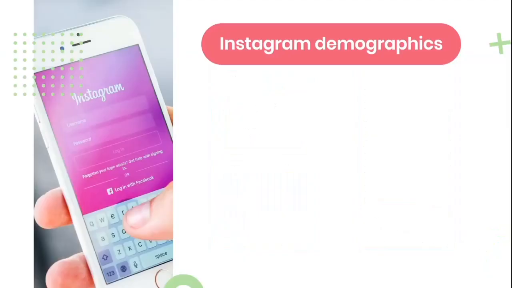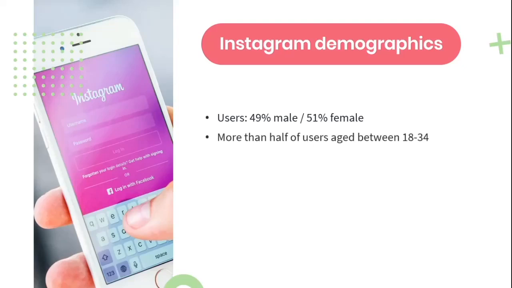As I said, with 1.2 billion users, Instagram is the second biggest network after Facebook. That's a huge statement and a huge achievement. 49% of its users are male, while 51% are female, so it's fairly even. However, more than half are aged between 18 and 34 years old. And the younger the users are, the more likely it is that they are going to be active on the platform several times a day.